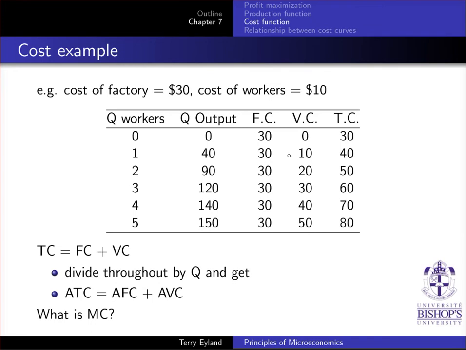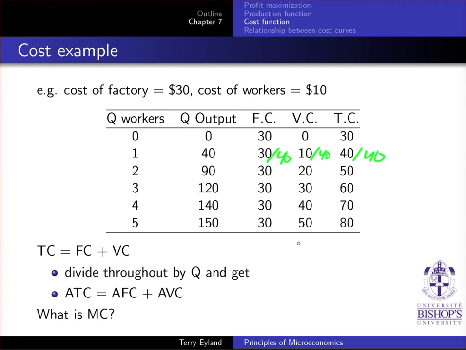I wouldn't be able to calculate these 3 because you cannot divide by 0. However, if I start with these ones moving down, what would be my average fixed cost? My average fixed cost is fixed cost divided by output, not input. So here I would have 30 divided by 40, which is 3/4 or 0.75. What would be my average variable cost? 10 divided by 40, which is 1/4 or 0.25. And my total cost would be 40 divided by 40, which would be equal to 1.